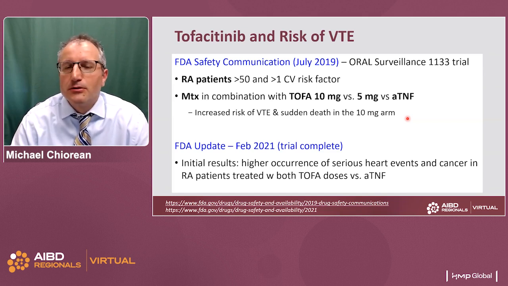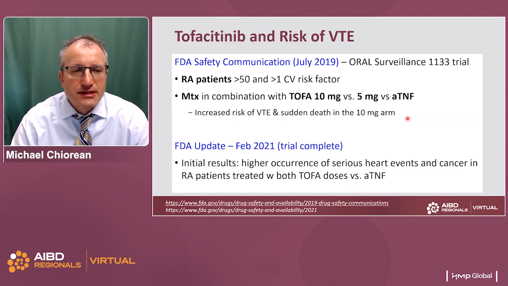This is based on a long-term open-label study called Oral Surveillance in patients with rheumatoid arthritis over the age of 50 who had more than one cardiovascular risk factor and were treated with methotrexate in combination with tofacitinib 10 or 5 milligrams twice daily or an anti-TNF agent. And in that preliminary report, there was an increased risk of venous thromboembolism and sudden death in the 10 milligrams arm, reason for which everybody was switched to the 5 milligram arm of the Tofa groups.